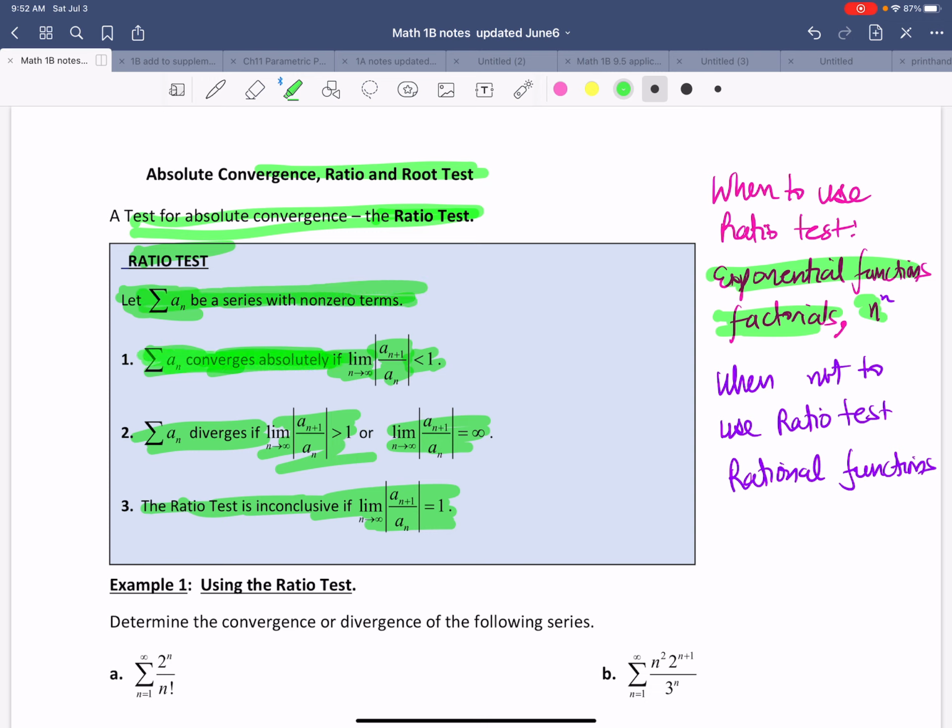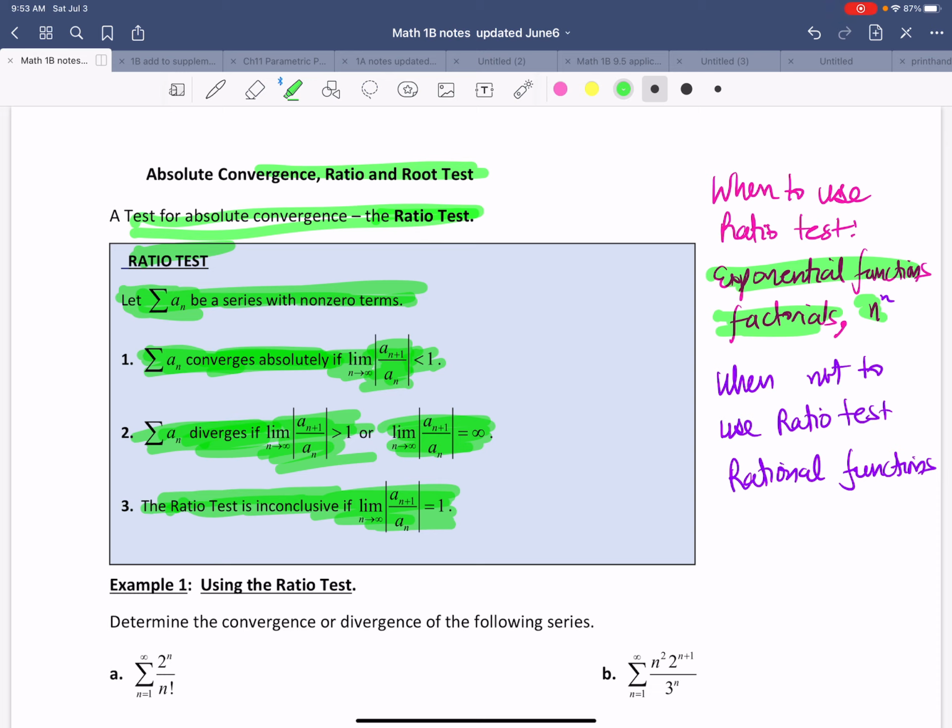The series an converges absolutely if the limit as n goes to infinity of the absolute value of an plus 1 over an is less than 1. If that limit turns out to be less than 1, then the series converges absolutely. If the limit is greater than 1 or it's equal to infinity, then the series diverges. If the limit turns out to be equal to 1, then ratio test doesn't tell us anything. We will have to look at some other test to figure out about convergence and divergence of the series.